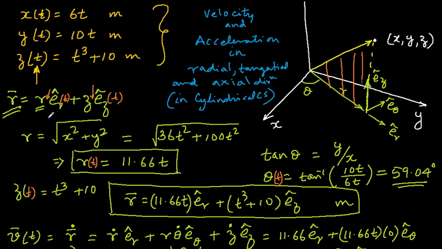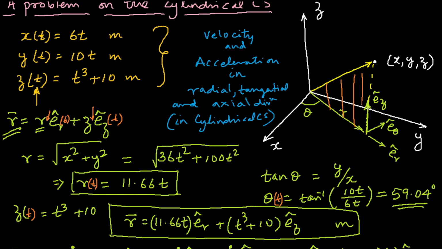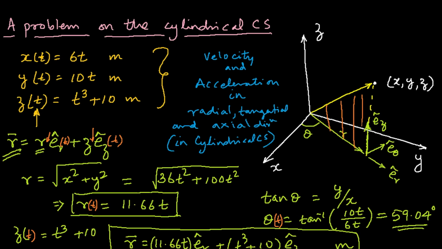So that is how you should think from the basics: the representation of the position vector in cylindrical coordinates is this, and then you can differentiate to get the velocity and acceleration. That was a problem on cylindrical coordinates. We will try to solve some other problems in the next video. Thank you.